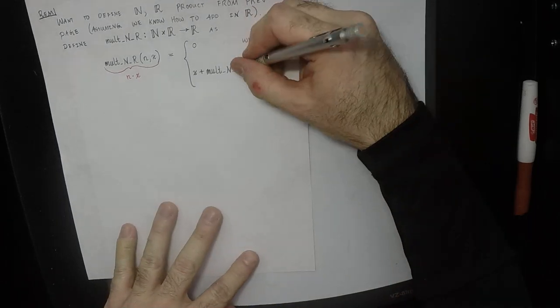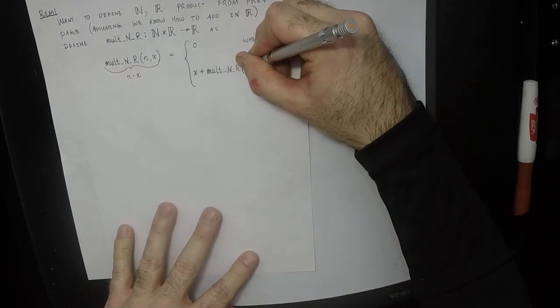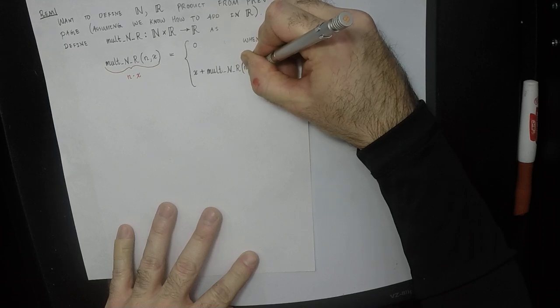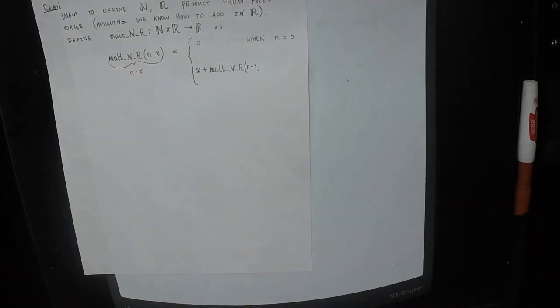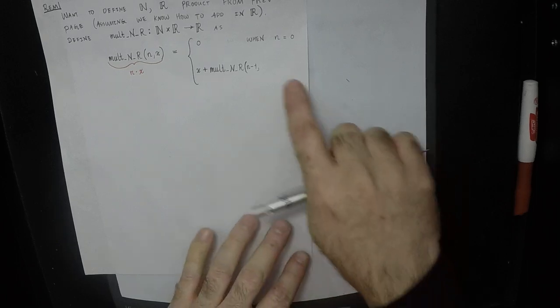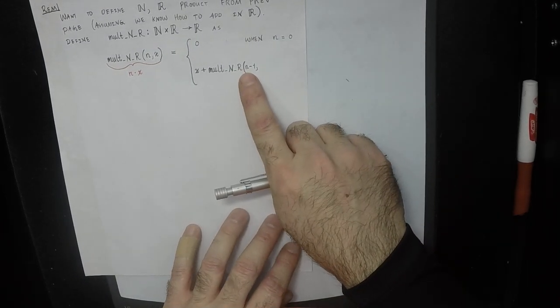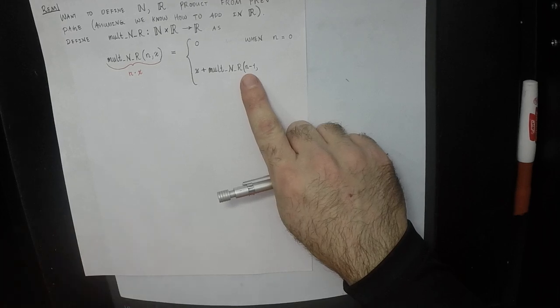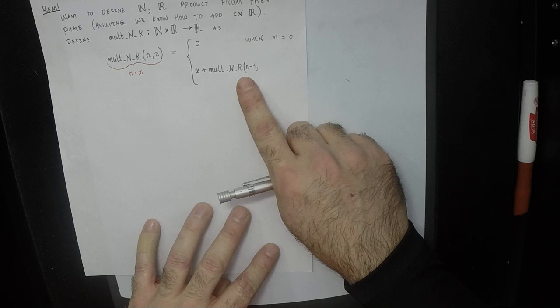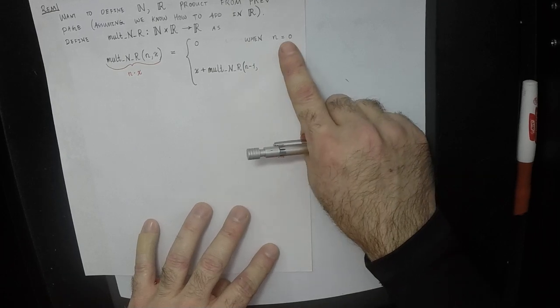N minus 1. Well, I'm going to write n minus 1, but there will be a different exercise posted where you'll have to call this dec, for decrement. But now we're beyond that. I assume that we take it as given that you can subtract 1 from a natural that's more than 0.